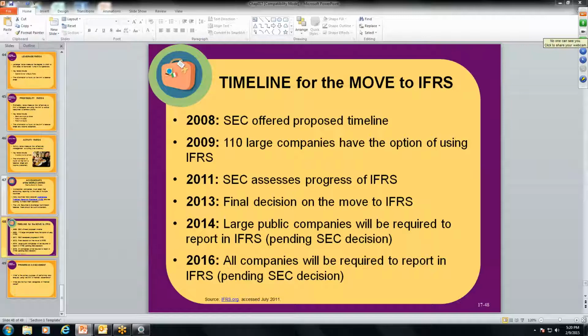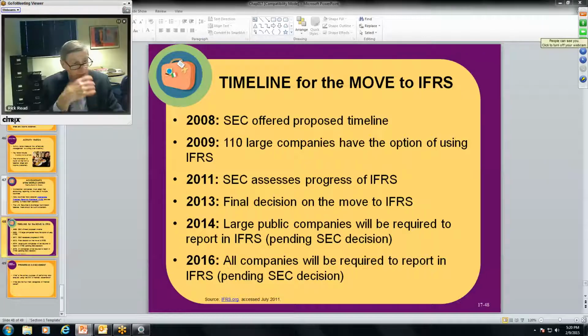And then here's the timeline for this. I have not read anything that tells us, now we're past 2014, if large public companies will be required to report in the International Financial Reporting System. SEC is supposed to make a decision. Again, I've not seen that they have or read that they haven't. Again, companies will be required to report in IFRS. Again, that's pending a Securities and Exchange Commission decision.